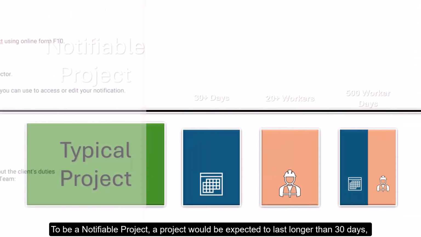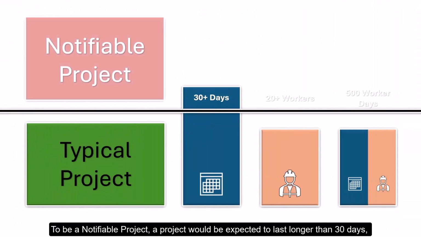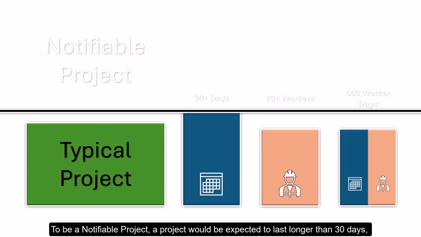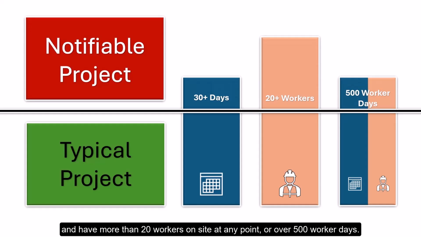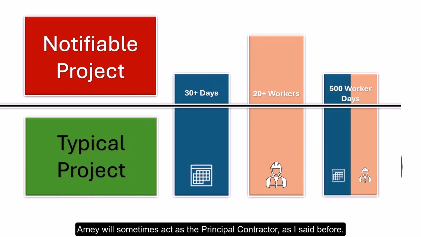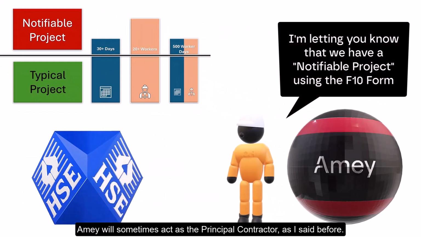To be a notifiable project, a project would be expected to last longer than 30 days and have more than 20 workers on site at any point, or over 500 worker days. Amy will sometimes act as the principal contractor, as I said before.